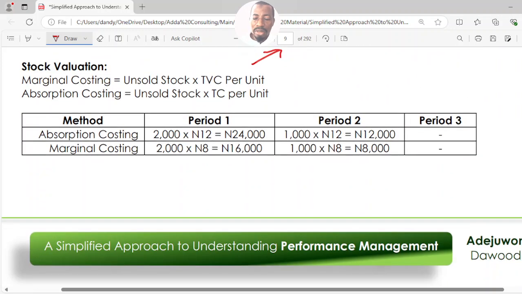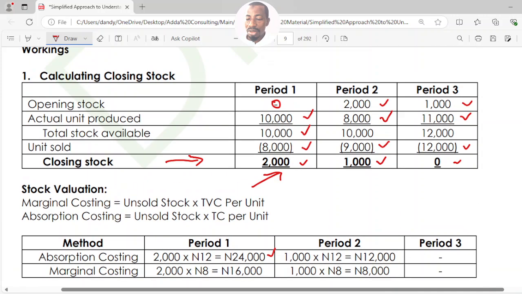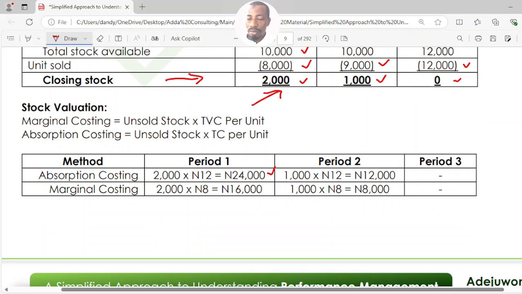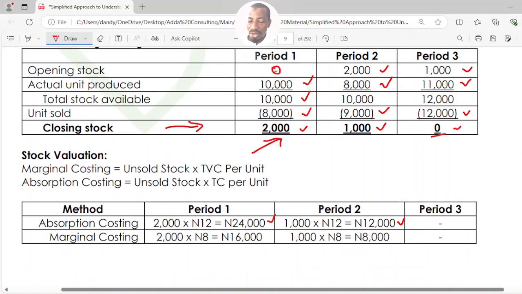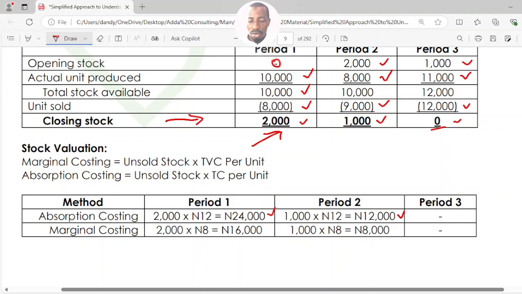So 2,000 multiplied by 12 naira will give us 24,000. That's the first period. In the second period, we have 1,000 units unsold, so 1,000 multiplied by 12 naira will give us 12,000 naira. In the third year, there was no closing stock, so you ignore. That's why you put a dash. Then just do your workings for everything. Do it for marginal costing as well.